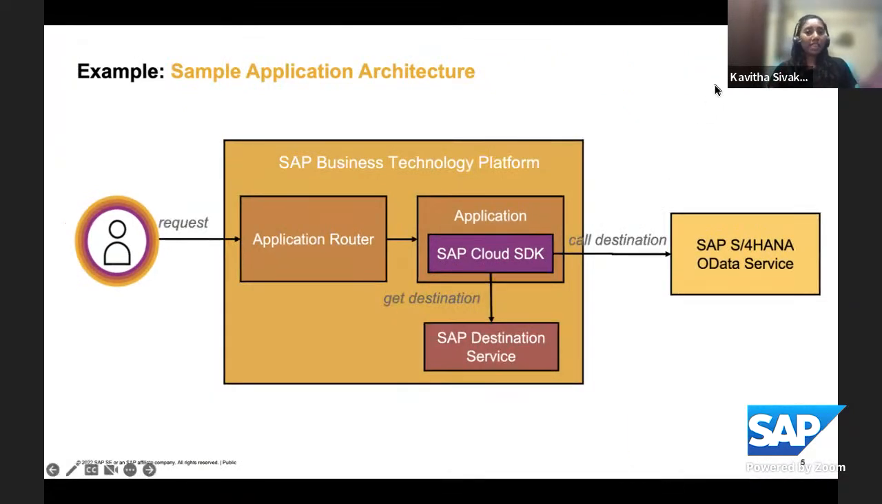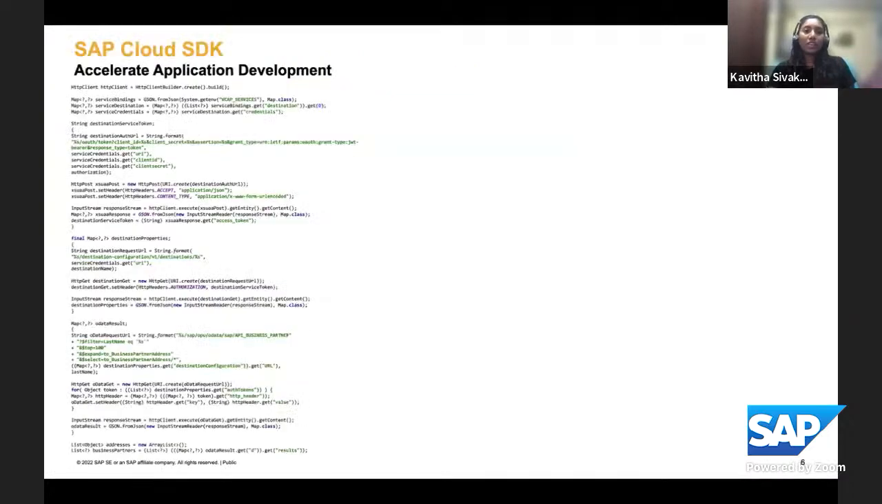Now, for simplicity, again, let's say that you are just looking at an SAP S4HANA Cloud OData service, and you would obviously have to interact with the destination service. And let's assume that you're deploying the application to CF. Now, to write this code in Java, if you use it without any library that helps you out, you have to write a lot of code here, as you can see on the left-hand side of my screen.